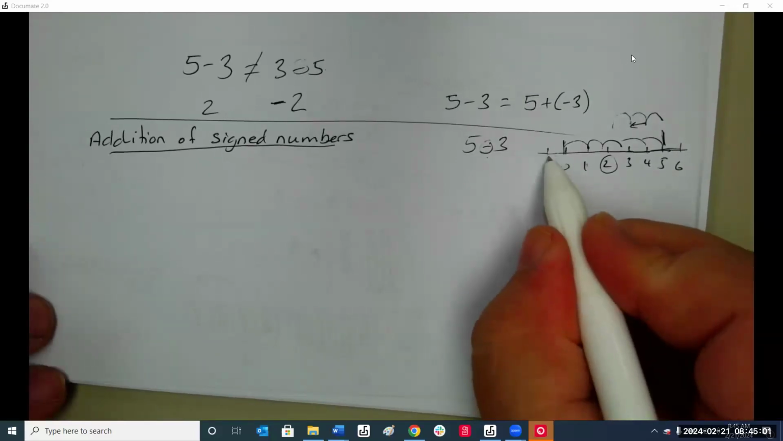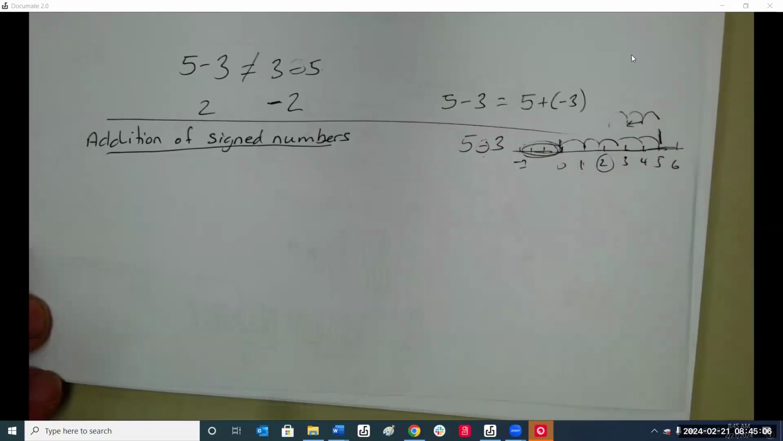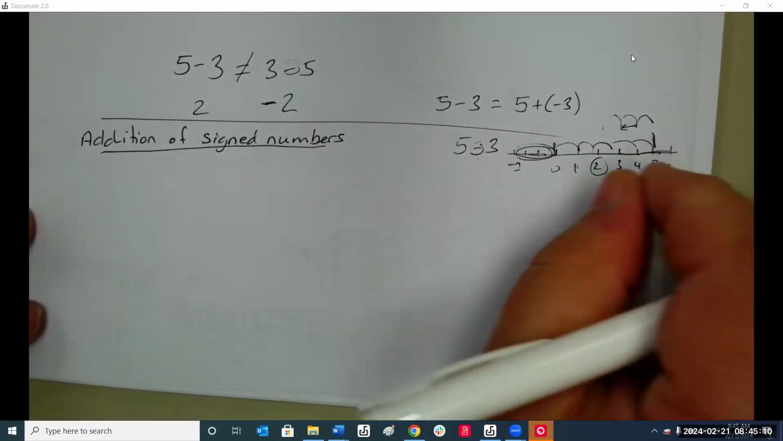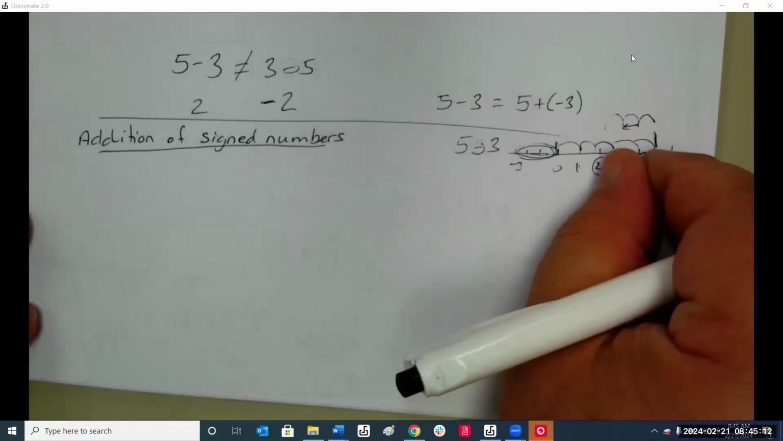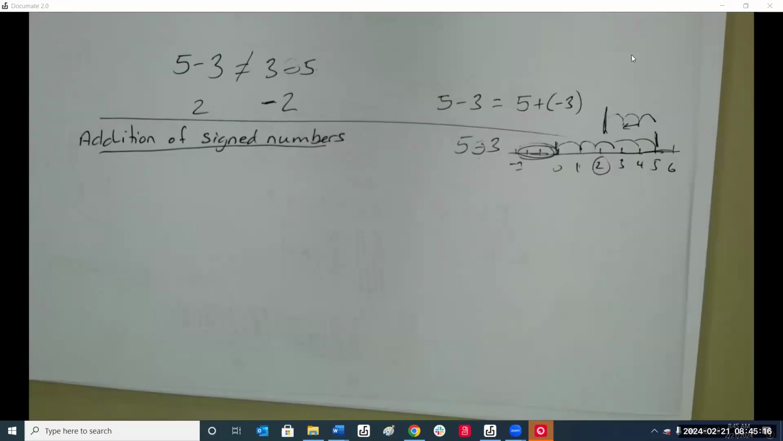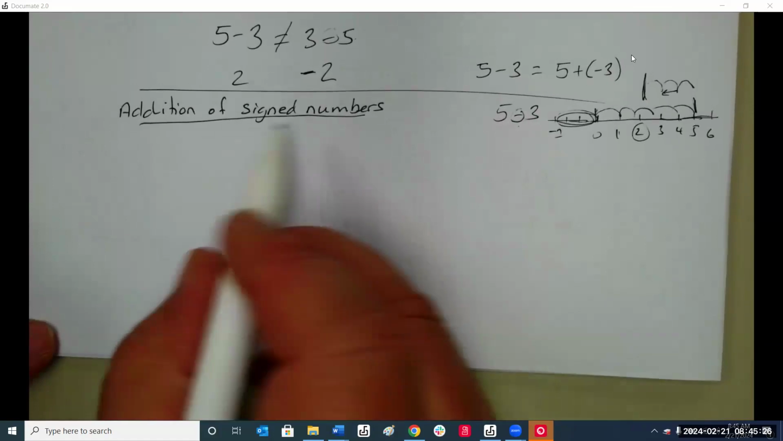Because negative 3 is this long. If we're doing measurements, it's this long. So I go to 5 and I measure the negative 3 distance. I'm now here. So that's what we're doing. Yeah, we'll get the manipulatives. I'll show you how all this stuff works. So here's how you should teach them.